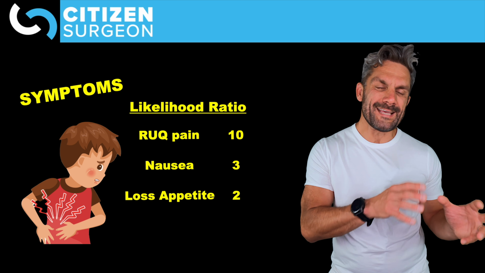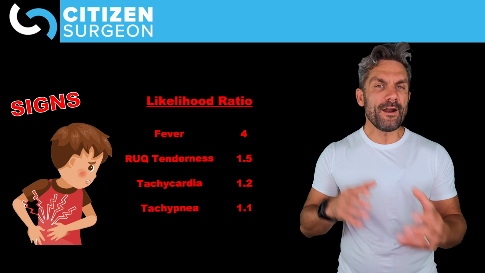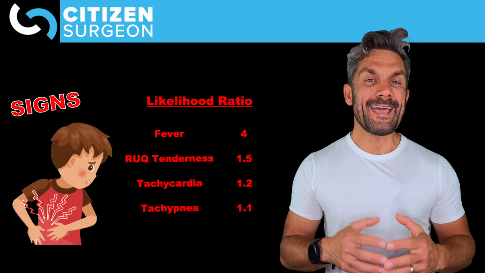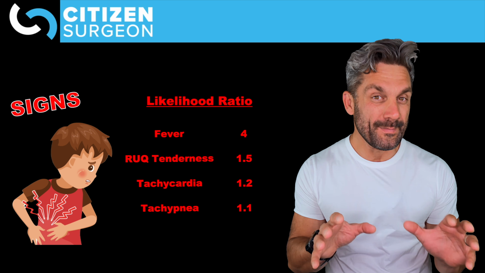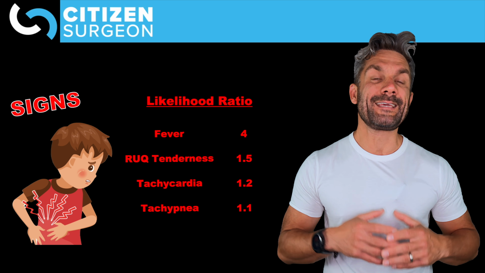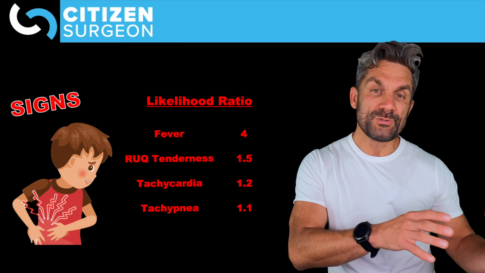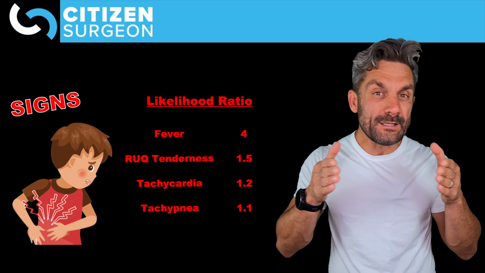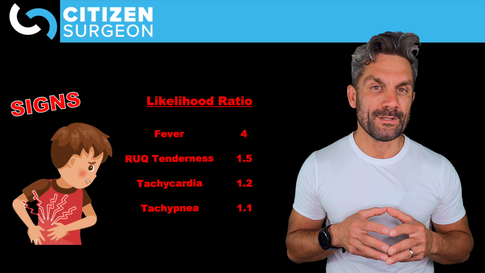All right, well, what signs are most important? So the signs that are most important with their associated likelihood ratios are fever, all right? Second is right upper quadrant tenderness. We're going to talk about Murphy's sign in a minute. Now hold on, okay? Tachycardia, so increased heart rate, and tachypnea, increased respiratory rate. So when we do our history and then our physical exam, if we see these things, now we can start to focus even narrower on a diagnosis of acute cholecystitis.